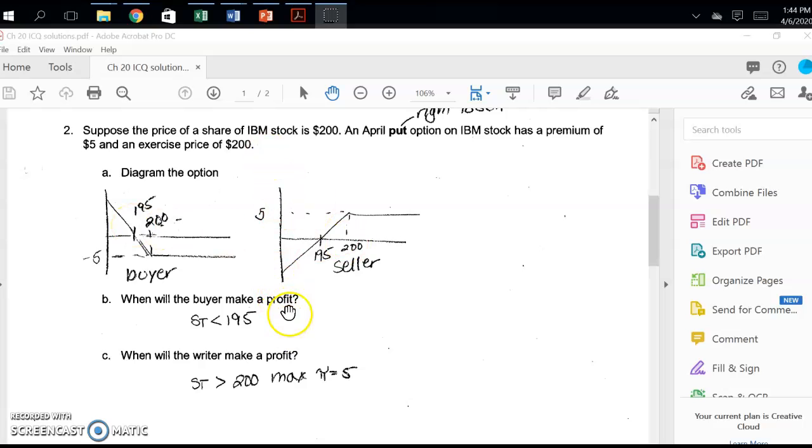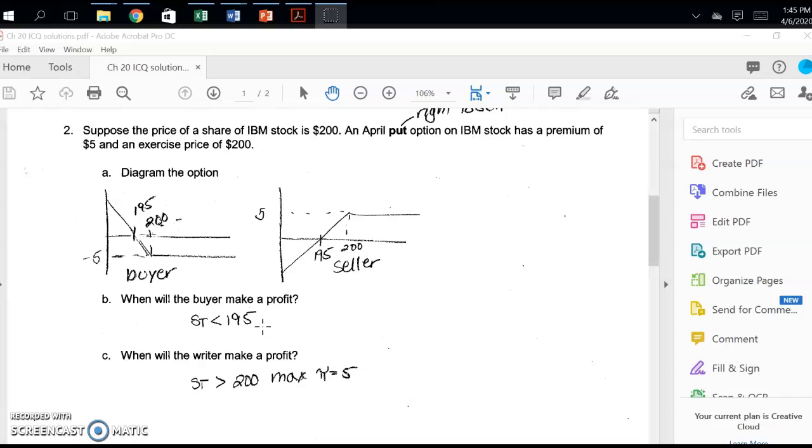Now, from the seller or writer's perspective, their maximum profit is $5, and they make that maximum profit anytime the stock price is greater than $200, meaning anytime the option is not exercised. Now, when we talked about this before, we said the maximum possible gain for the buyer of a call option was unlimited, and the maximum possible loss for the writer of a call option was unlimited.